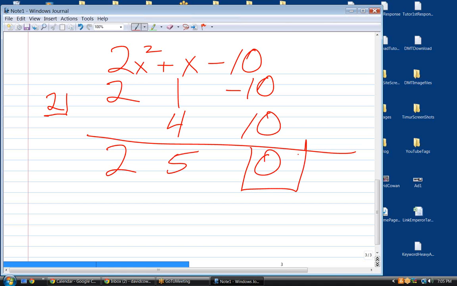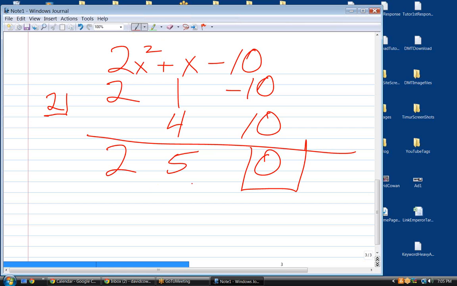Which highlights the zero remainder theorem, which says that if x minus 2 is a factor of this quadratic, then this remainder has to be 0. And if this remainder comes up to be anything but 0, then x minus 2 is not a factor of that quadratic.